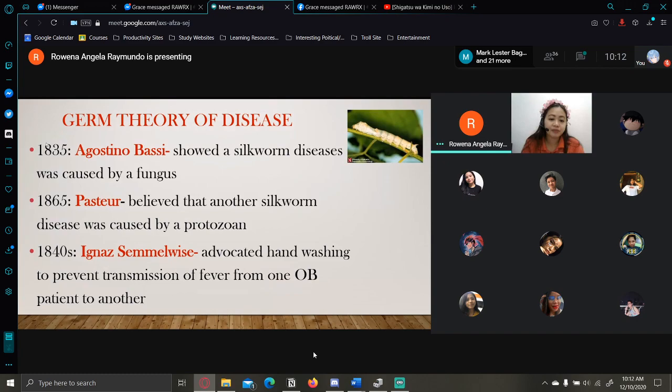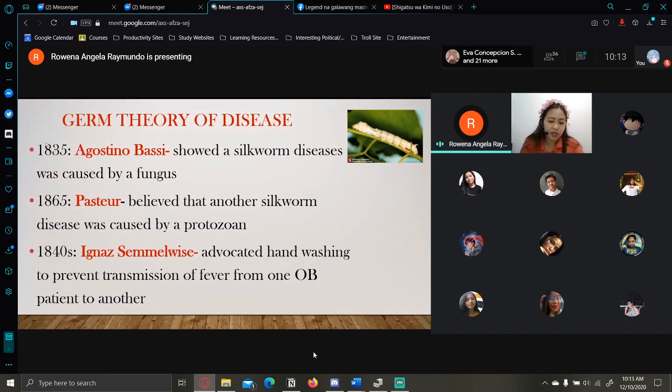Napansin niya na after nilang magpaanak ng isang patient or mag-operate from one OB patient to another, nagkakaroon ng transmission ng puerperal fever. So, ang ginawa niya, sinabi niya na baka kailangan every time we go from one patient to another, nagkakaroon ng hand washing. That is, baka mamaya dun sa from one patient to another, dahil hindi sila nagkakaroon ng proper hand washing, na itatransfer siya yung sakit or yung microorganism that causes the disease. So he advocated hand washing to prevent the transmission of fever from one OB patient to another.